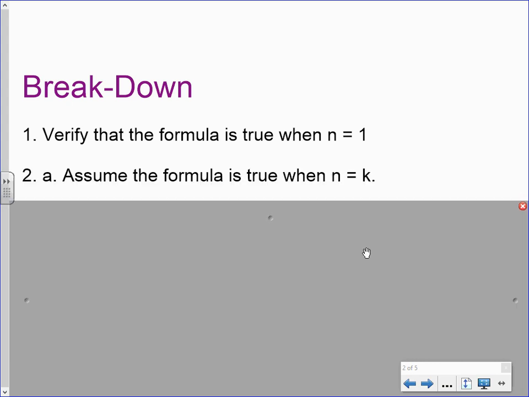So in step 2, you are going to assume the formula is true for K. And you will literally write the word assume, and then you're going to write the formula with K's instead of N's. That's all you're going to do.